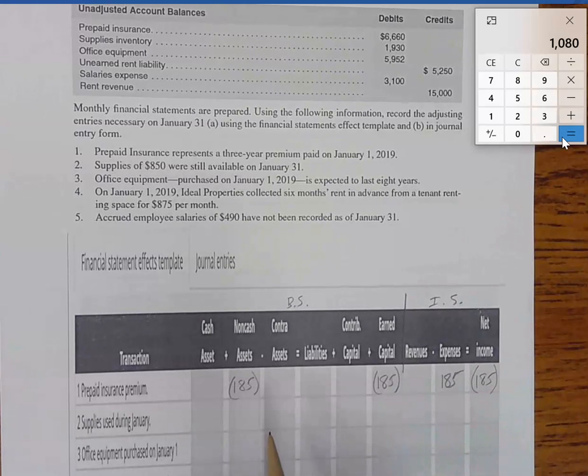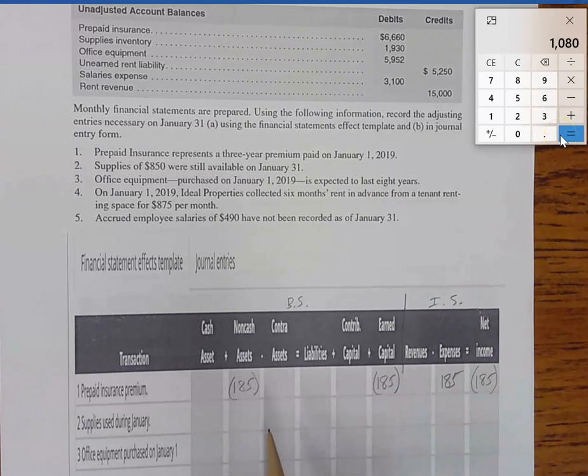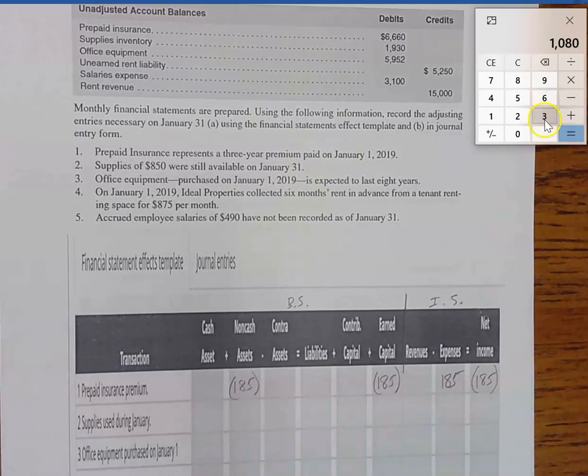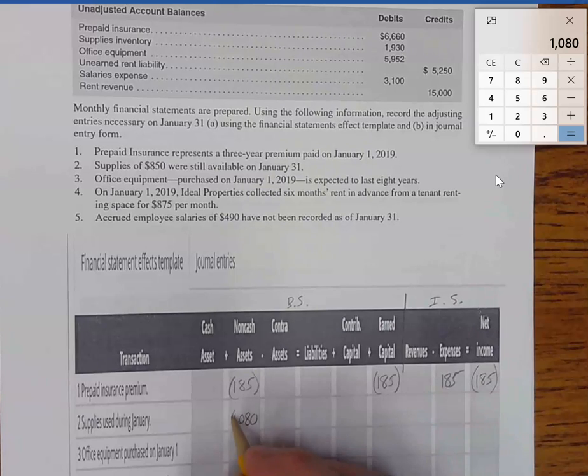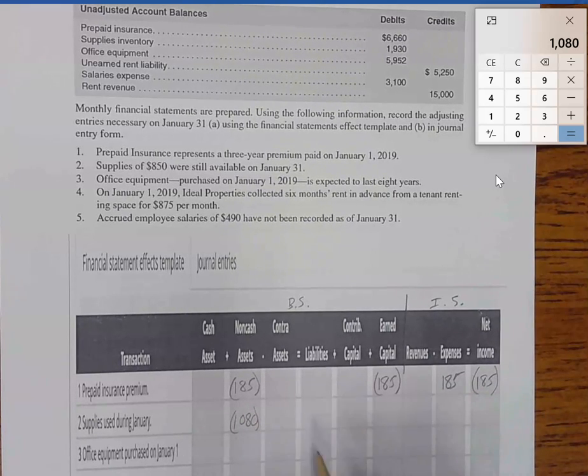So supplies, inventory, just as prepaid insurance is a prepaid asset, a deferred asset, because we pay the cash in advance and then we get the benefit. So we don't have to break this out on a monthly basis. We've already done that. We essentially used $1,080 in supplies during this month. So it's the non-cash asset, supplies, has gone down by $1,080.